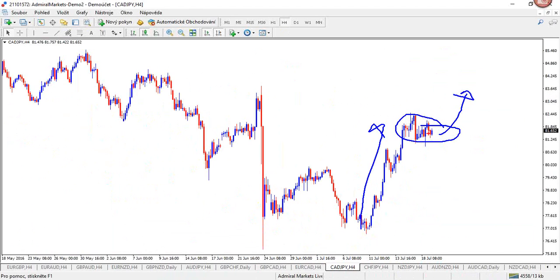Might not be immediately. There could be a bit of a dip down to lower support before we get the rally, and we see that pattern on all the yens: odd yen, CAD yen, Swiss yen, dollar yen.